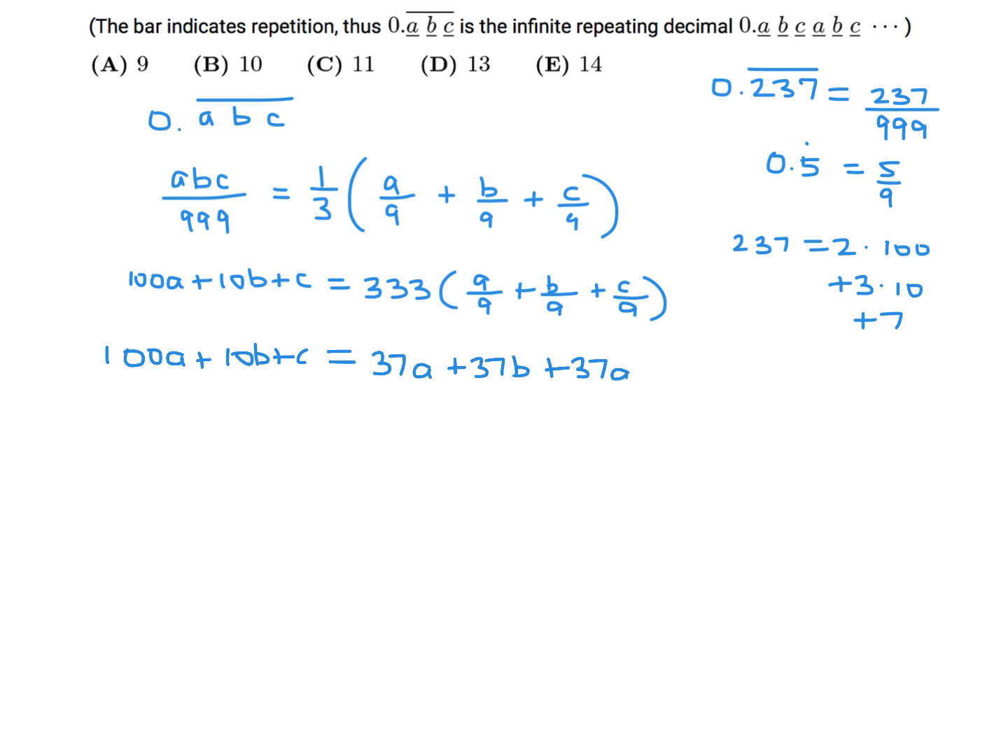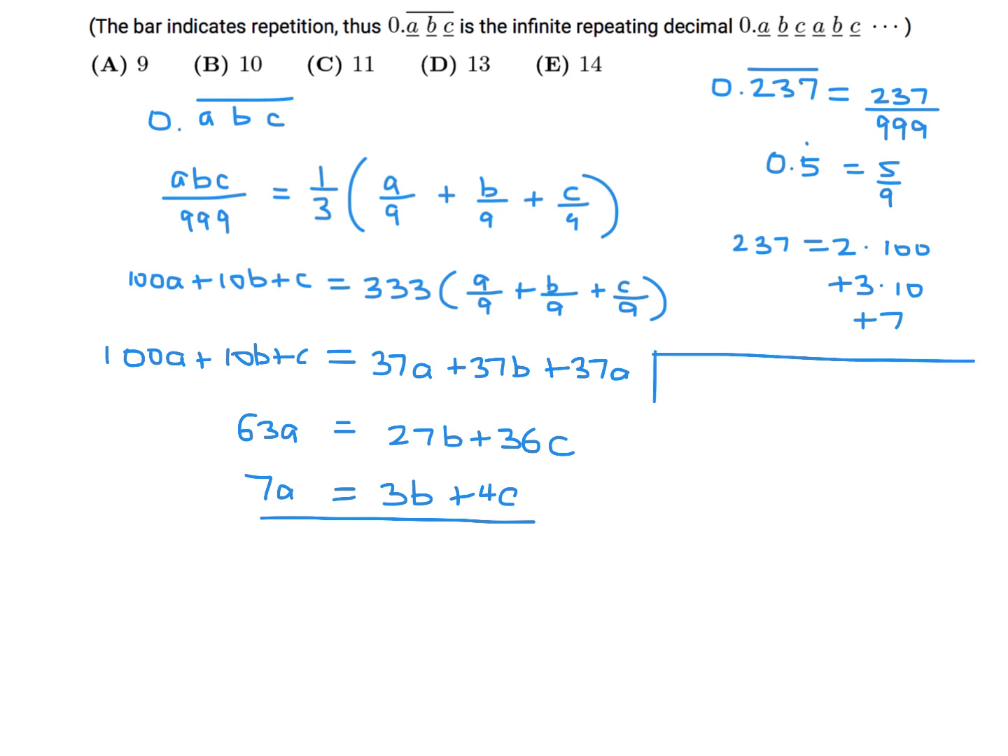Or let's see, what if I combine it, it'll be 27B and then 36C, and this will be 63A. Can I divide by something? I can divide through by 9. So that'll be 7A plus 3B plus 4C. Okay. So we've narrowed it down to this. So any ABC combination that satisfies that equation is going to be our solution to this problem.